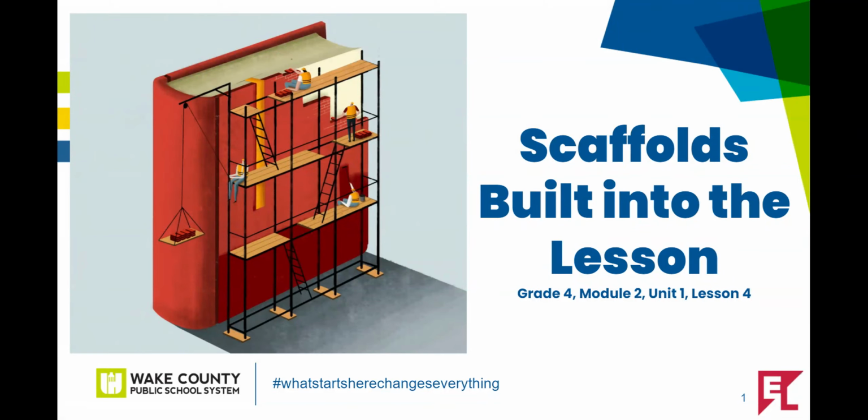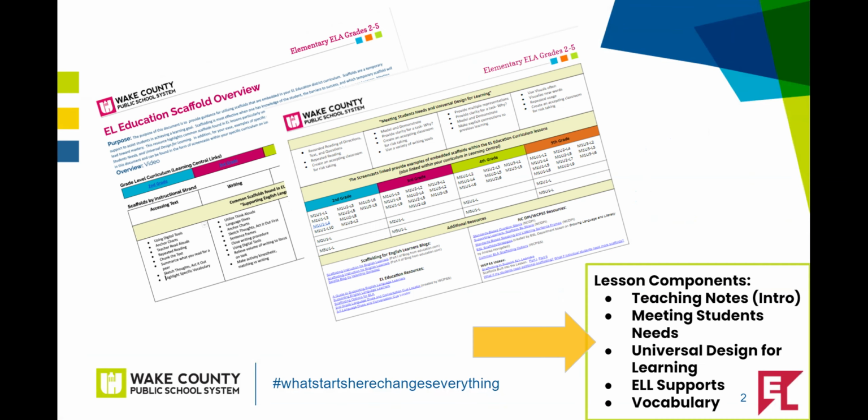Throughout this learning opportunity, we'll focus on the examples of scaffolds that already exist within EL Education lessons using Lesson 4 from Grade 4, Module 2, Unit 1. An EL Education Scaffold Overview document for elementary ELA grades 2 through 5 can be found in Learning Central under the appendix within each grade level module and in the teacher planning tools for your grade level curriculum. Please refer to this document for additional supports as you plan.